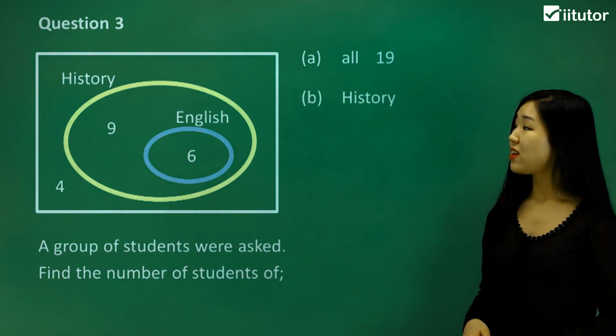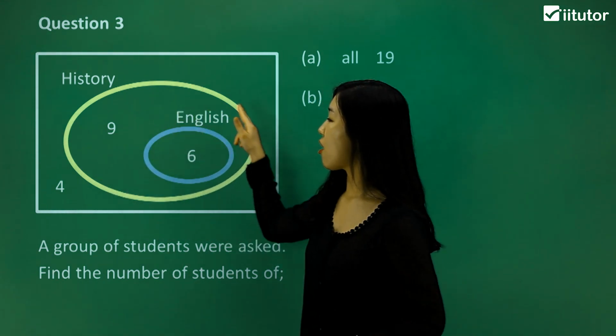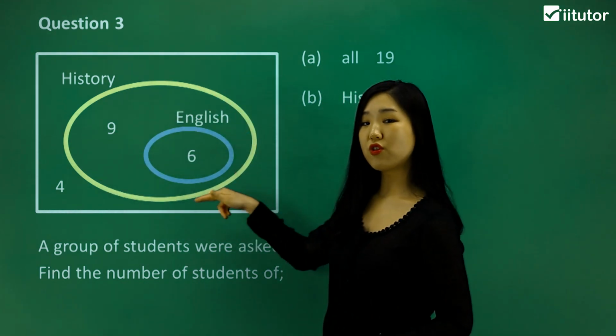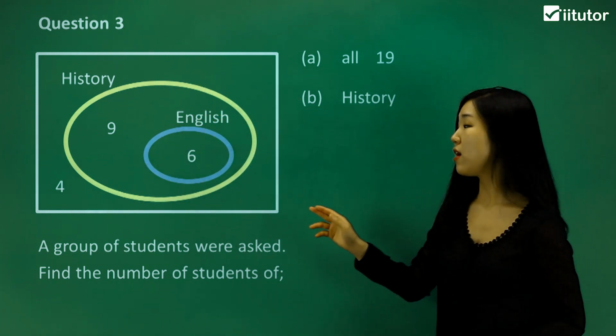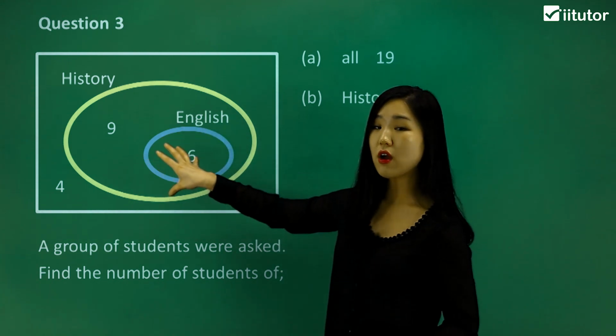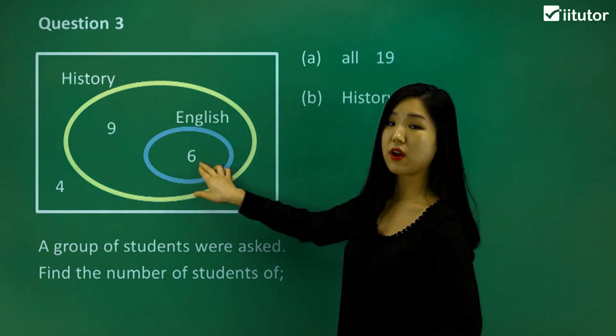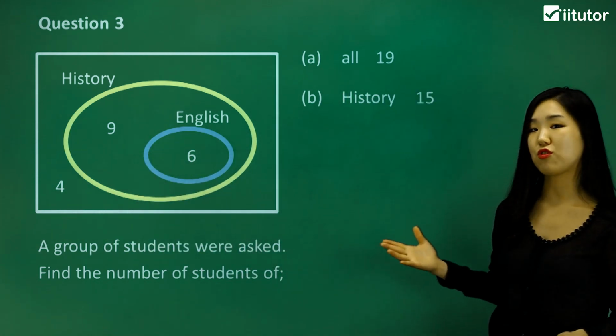Now the next one is just history. People who do history. Now in this circle, all the students in the big circle, which represents history, would be the people who do history. Now these 6 English people, because they are also in the history circle, those people also do history. So 6 and the 9 together, which makes 15, do history.